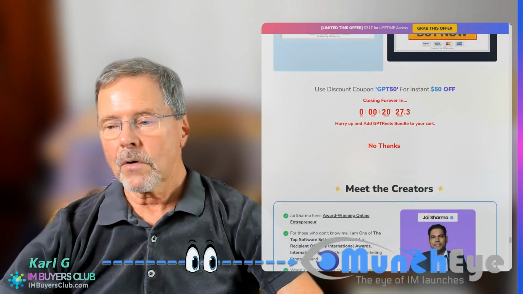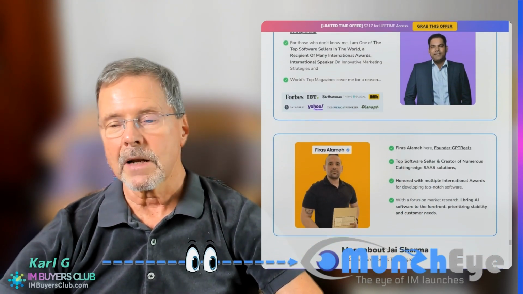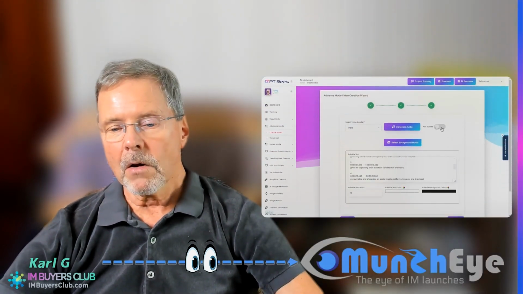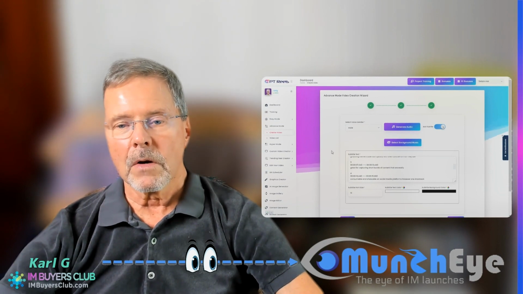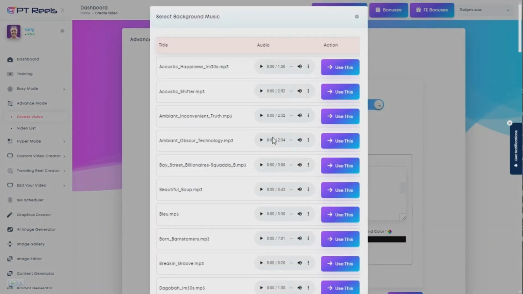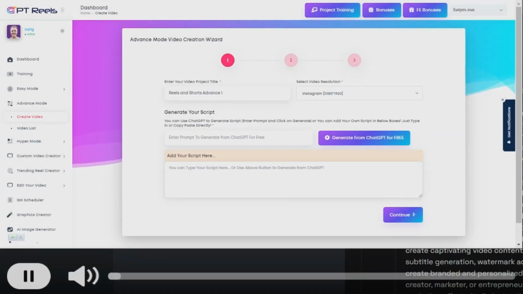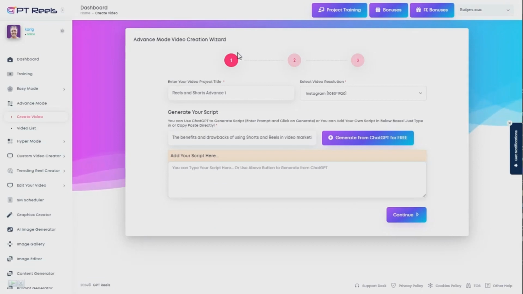So with that out of the way, let's dive into the program and see what it can do for you. Here we are. There are three different modes where you can create videos. It's the easy mode, where you have very little control, I will start it from the beginning, and the advanced mode, which we are in now, and there's also the hyper mode, which we will look at a little bit later.